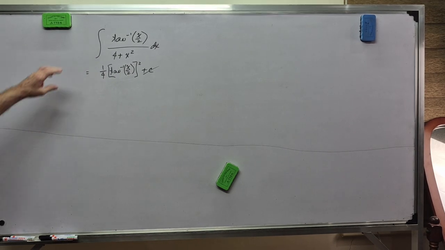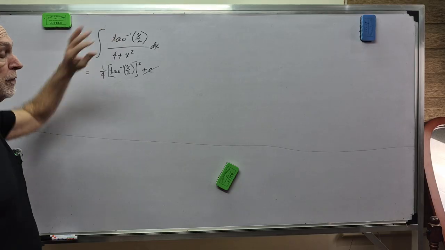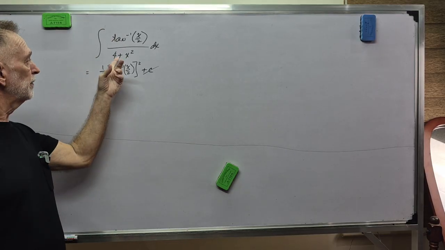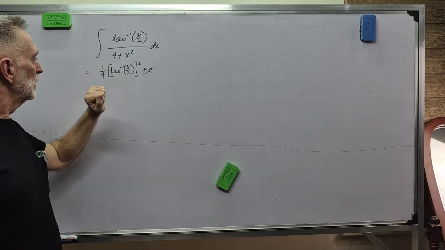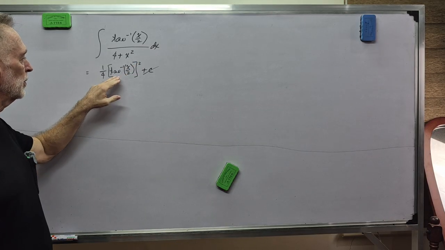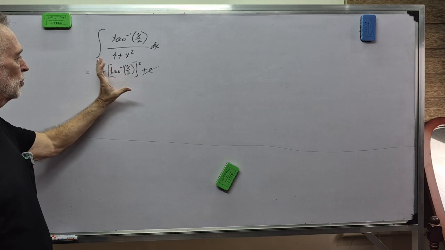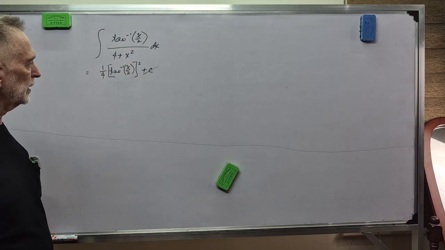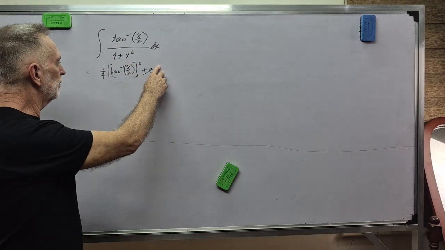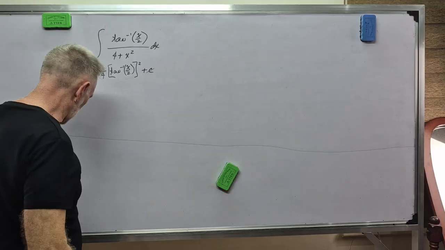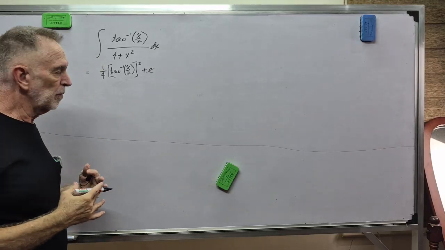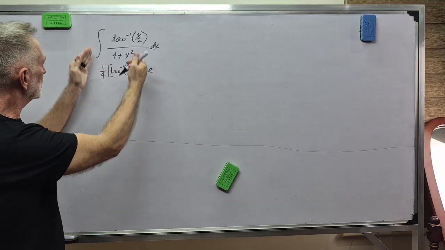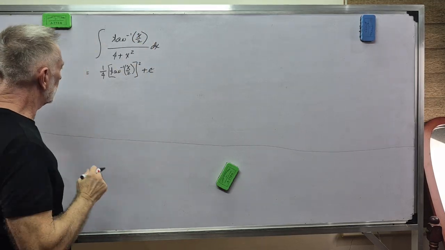In an earlier video, we integrated tangent inverse x over 2 divided by 4 plus x squared dx, and we ended up with 1/4 times tangent inverse x over 2, quantity squared, plus c. We're going to take the derivative of that in just a moment, and that's what this video is all about: the derivative of this to see if that answer is correct.